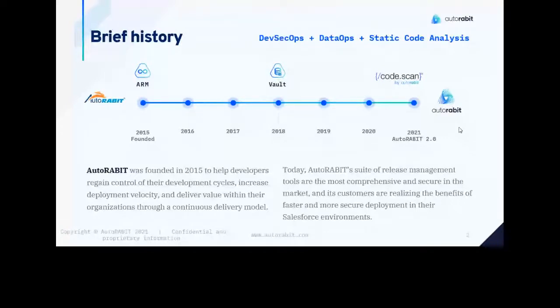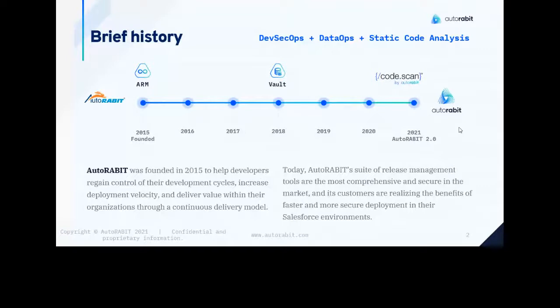Over time, as we started working with the Salesforce ecosystem, we realized there is a need for a security and compliance layer on top of DevOps, which is very vulnerable to malicious attacks or other areas affecting the customer's data, right? To overcome that, we evolved from DevOps to DevSecOps.